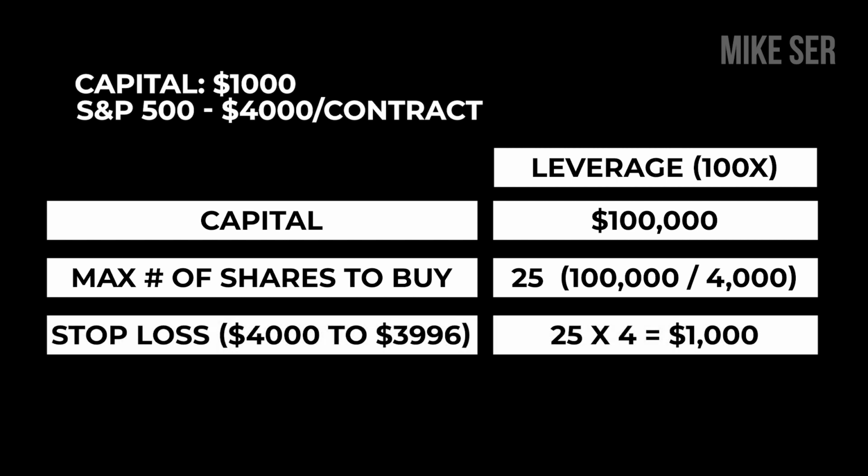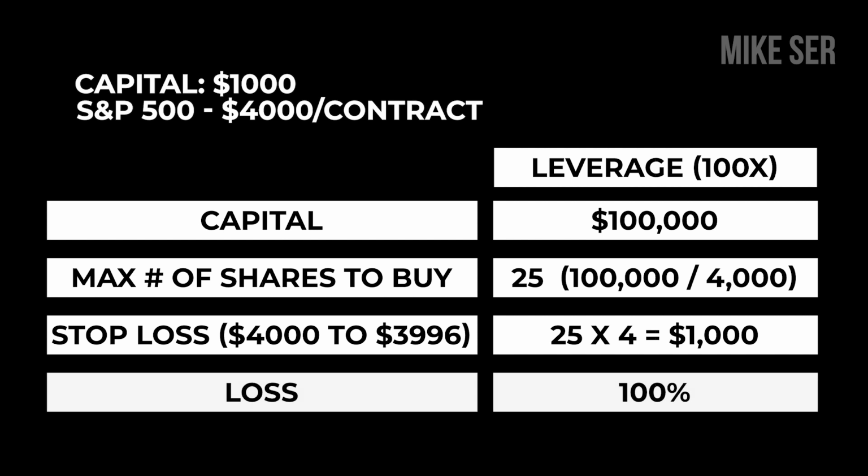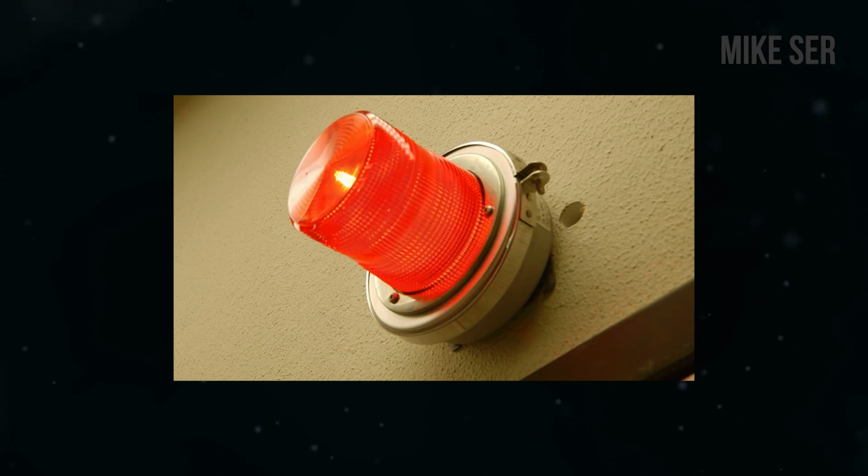Now let's just say you have a stop loss, and here you can see it's a very, very tight stop loss. So even if the S&P 500 contract only goes down 4 points, or $4, 25 contracts times 4 would be equivalent to $1,000, which would be your entire capital. So you can see here that if you don't know what you're doing and you're utilizing maximum leverage, you could lose all your capital. So as I said in my leverage video, risk is always your number one priority.